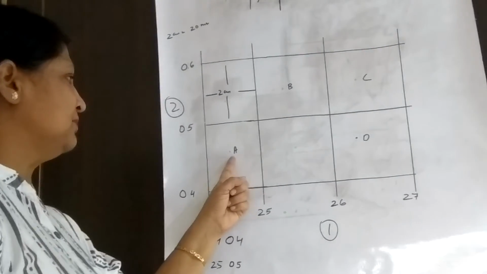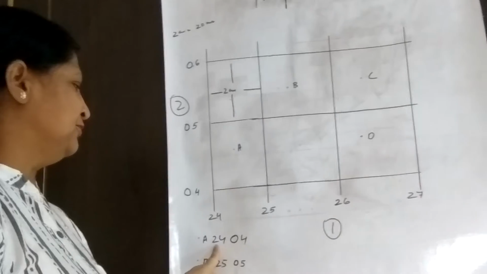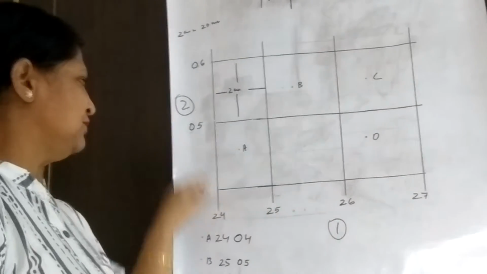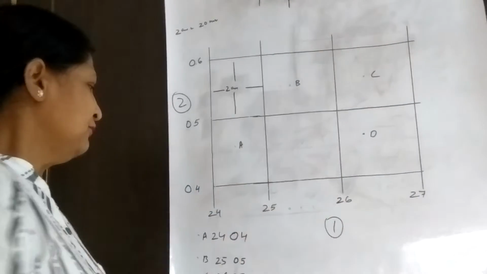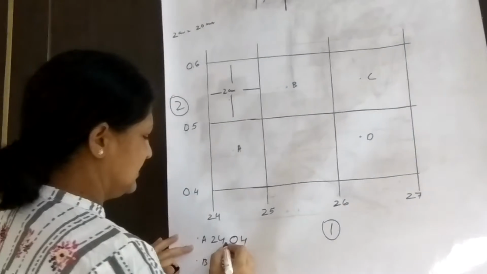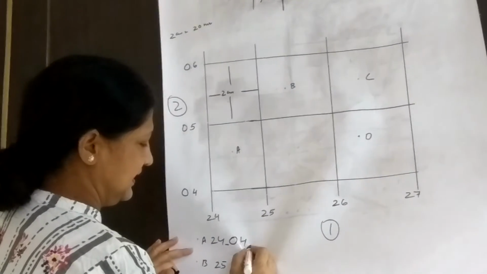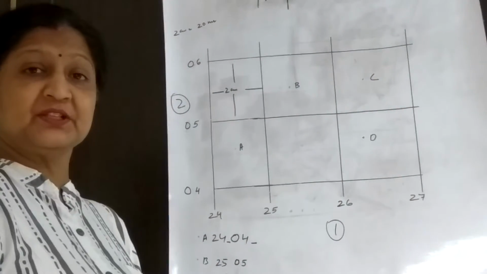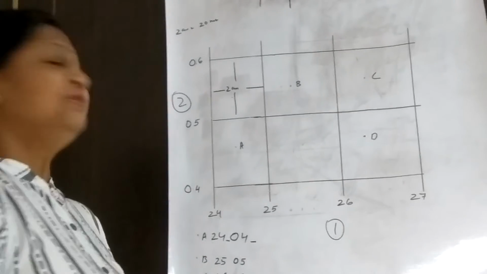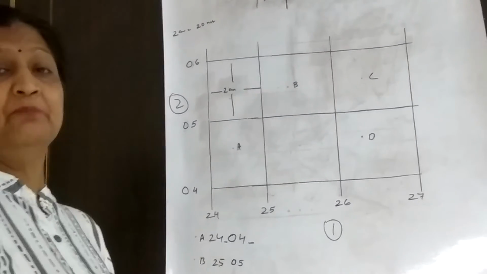If we are talking about point A, we have a four grid reference, 2, 4, 2, 4 and 0. We need two more digits, something that will come here and here. Then only it will become a six grid reference. Now what we do is measure this with the help of a scale.